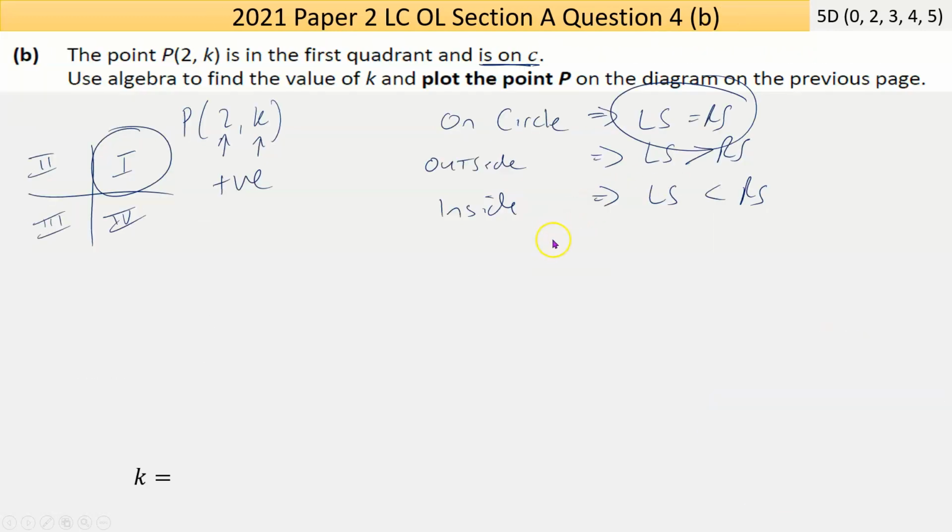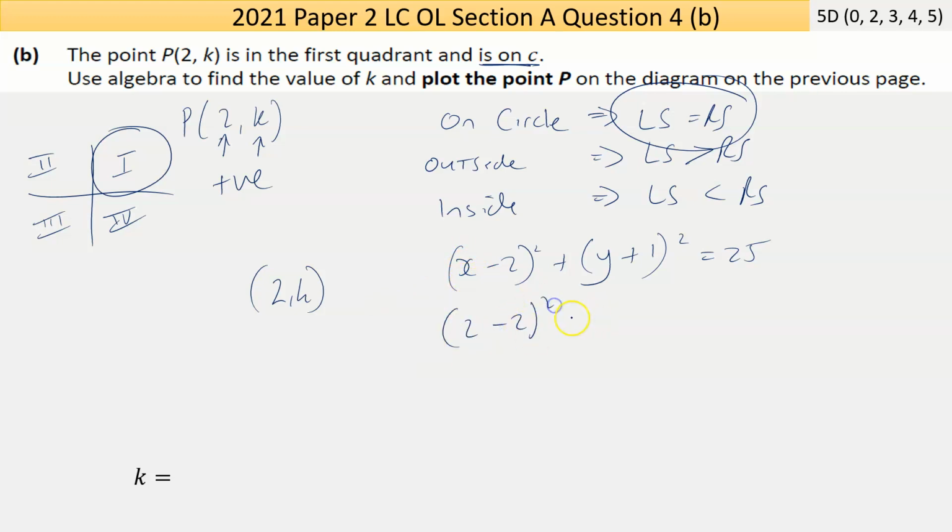So it's (x minus 2) squared plus (y plus 1) squared is equal to 25. Again, if it's on the circle, my point (2, k) should create the situation left equals right. Now we can obviously see what's going to happen here. So instead of the x here, I'm going to put 2. Instead of the y here, I'm going to put k.